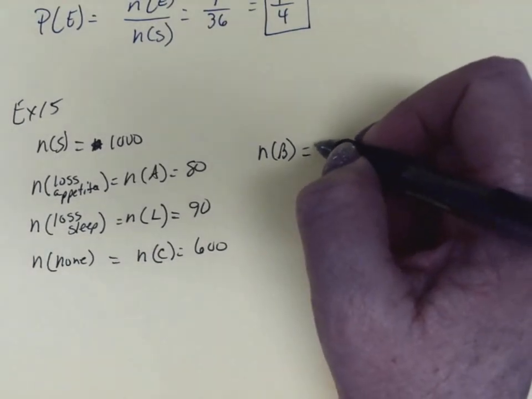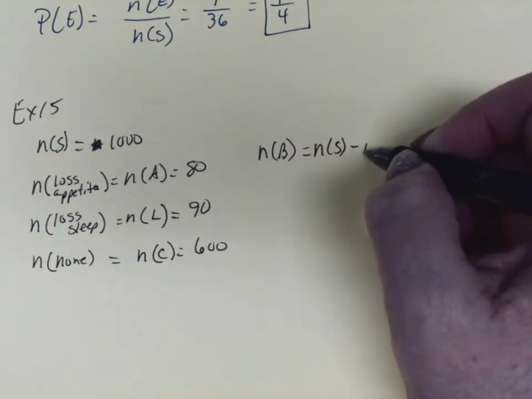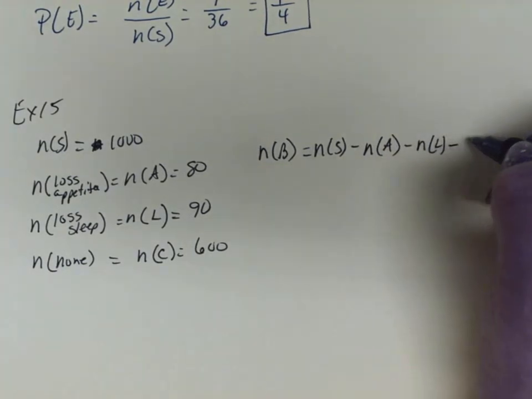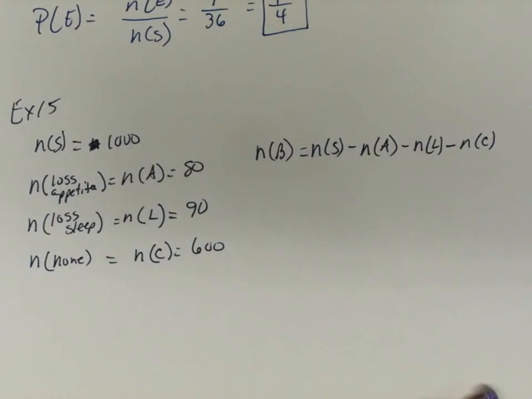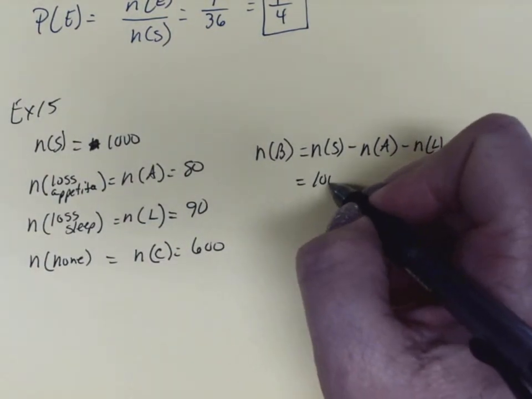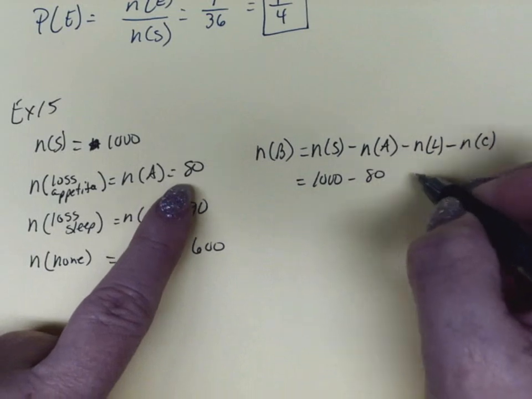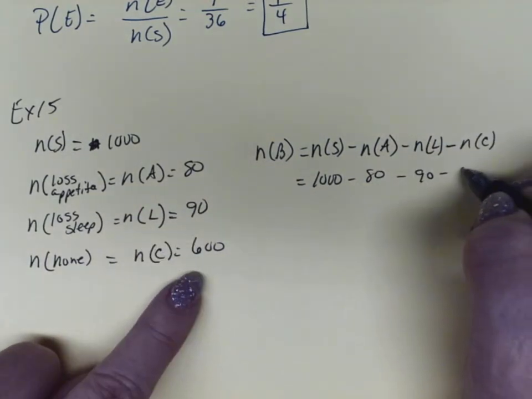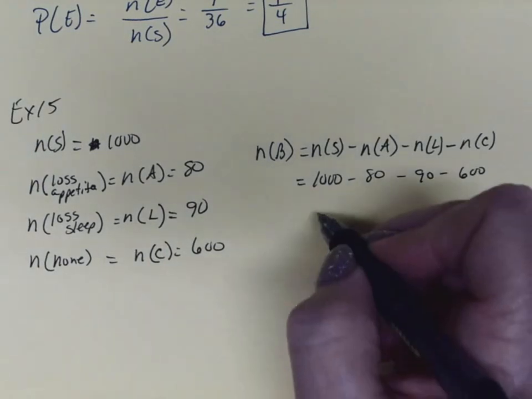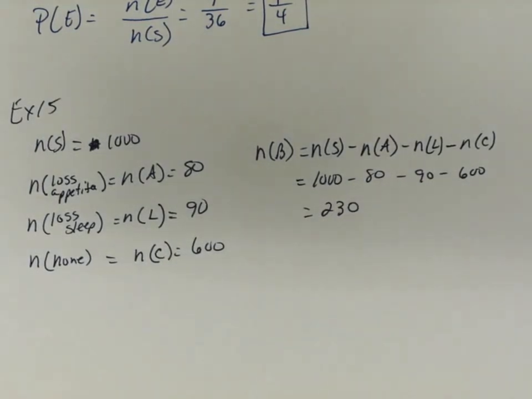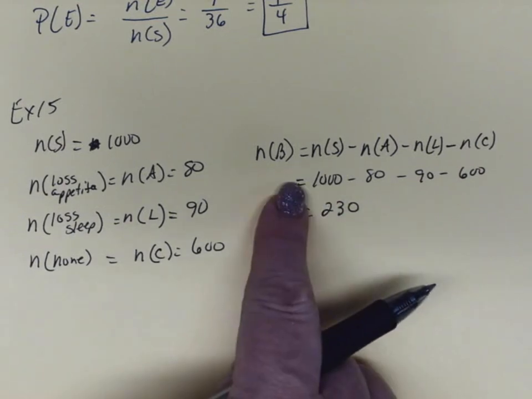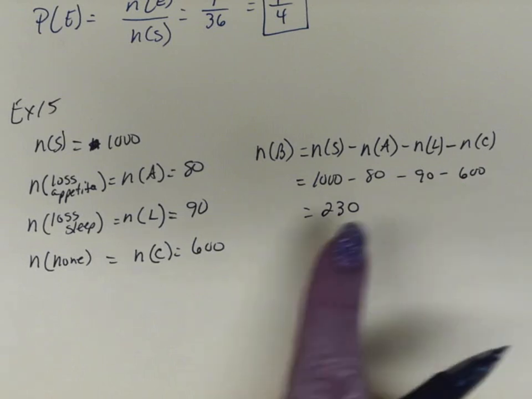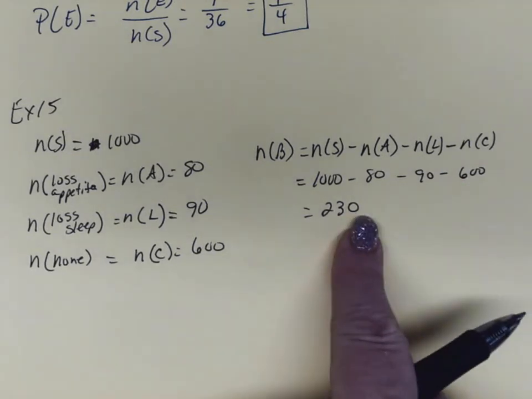So that means we're going to take the entire sample space, subtract out the appetite loss, subtract out the sleep loss, and subtract out the ones who had no loss. So this will be the total of 1,000 minus the 80 patients here, or the subjects, they weren't patients, the 90 there, and the 600. And that'll get us a total of 230. That's what's left over out of the 1,000 people that only had one reaction or no reaction. That means the rest of them had to have both reactions.